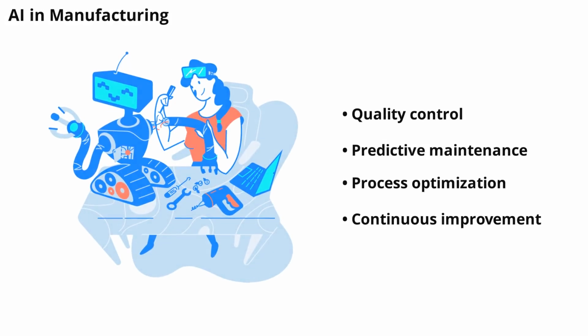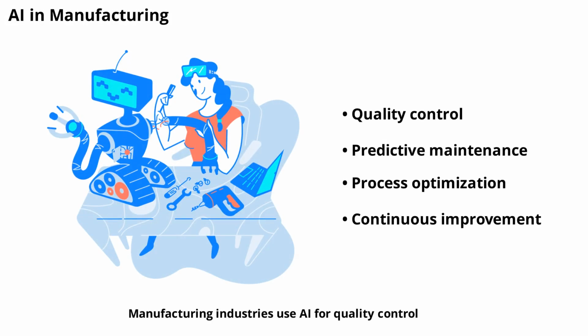Manufacturing industries use AI for quality control, predictive maintenance, and process optimization. Explainable AI allows engineers to understand and improve these systems, ensuring that production remains efficient and reliable. This transparency supports innovation and continuous improvement.